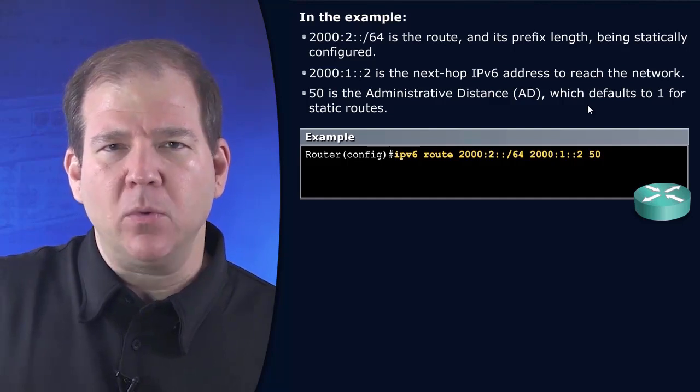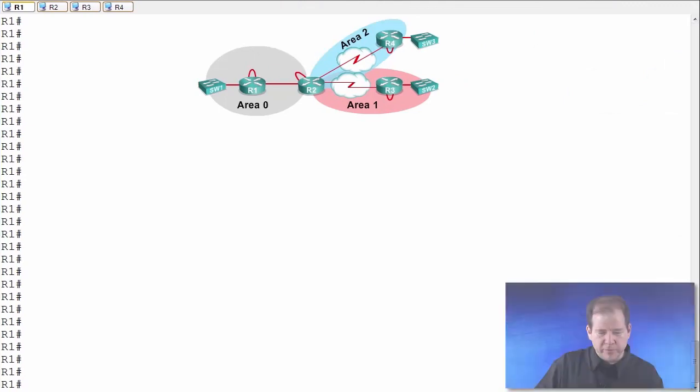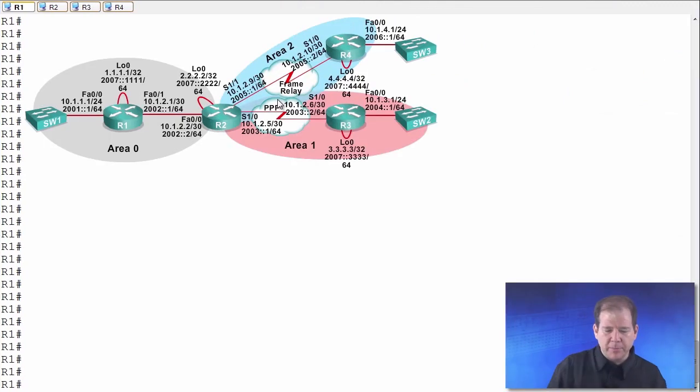Before we get into the specific troubleshooting issues, though, let's take a look at how we configure a static route for IP version 6. We see the syntax on screen, but let's go out to a live interface, and we're going to be using this topology we see on screen. We're going to be on router R1, and we're going to want to set up a static route to get to the IPv6 loopback IP address of router R2, which is 2007::2222.